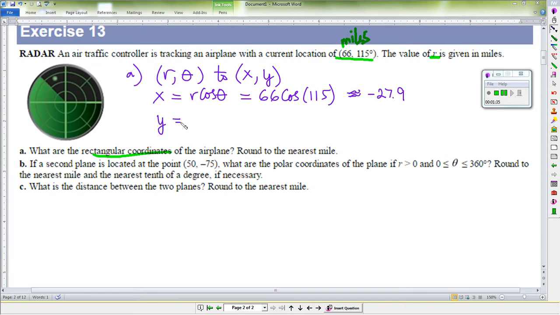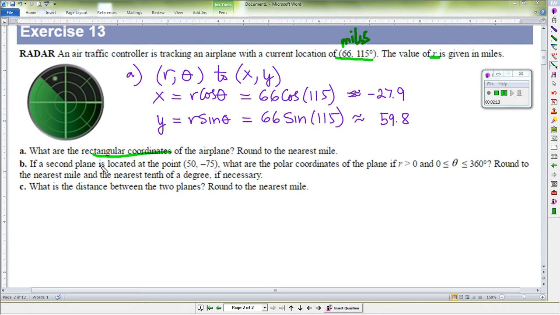Let's go with the y. So y equals r times sine theta. Again we substitute our radius of 66 times sine of 115 degrees. Put in our calculators, it will be about 59.8. Now we're done with part A, so we can conclude that our x will be negative 27.9 and our y will be 59.8. Now let's move on to part B.